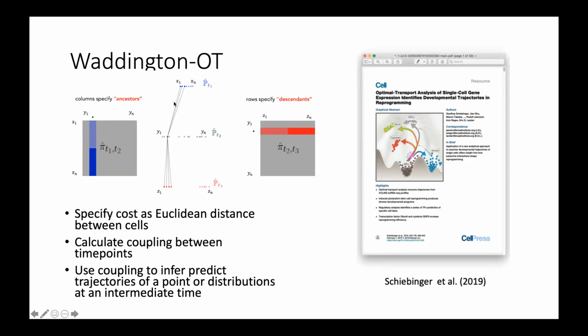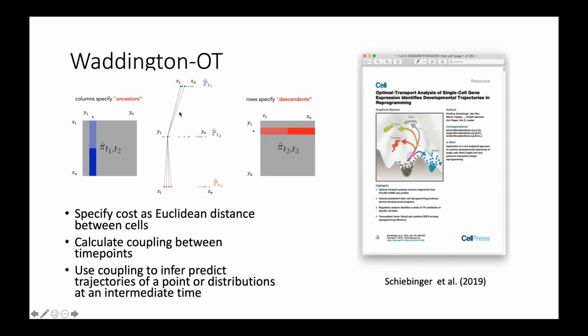What you can also do is, since you get a coupling, you can interpolate anything you want. So between time 1 and time 2, you could get a time 1.5 by sampling from time 1 and then following the paths and taking sort of a midpoint of the paths.